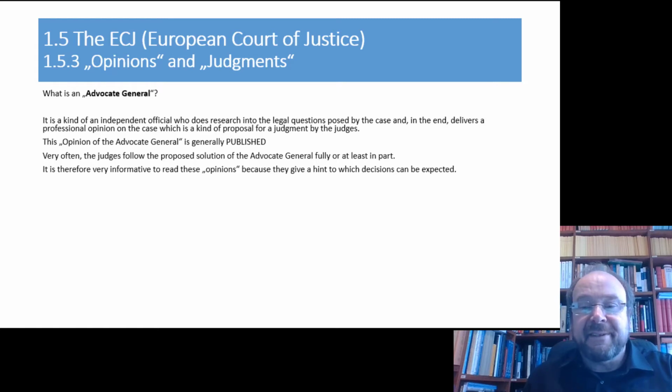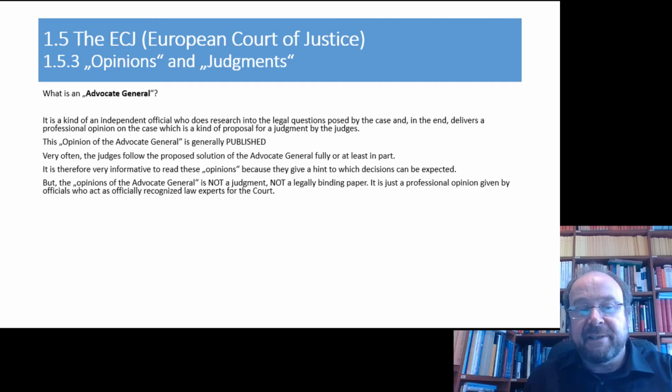Now, naturally, you have to see they are not decisions. What really counts later is the final judgment. The opinion of the Advocate General is nothing which is legally binding. Now, that also has one or other advantage, because such an Advocate General can be far more courageous in expressing opinions on what he or she regards as adequate than the judges. The judges know whatever they write has legal consequences and is directly considered as confirmed and given.